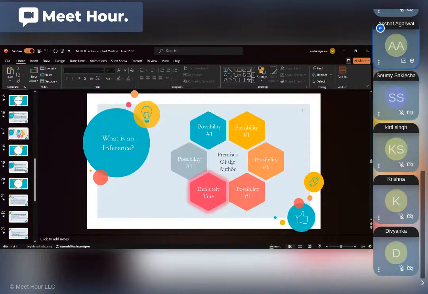Now, there are multiple inferences which the author can have, but an inference is generally a definitely true statement. So when you have multiple options, the options might give you a possibility that maybe X is possible, Y is possible, Z is possible. But what is definitely true is the correct answer.